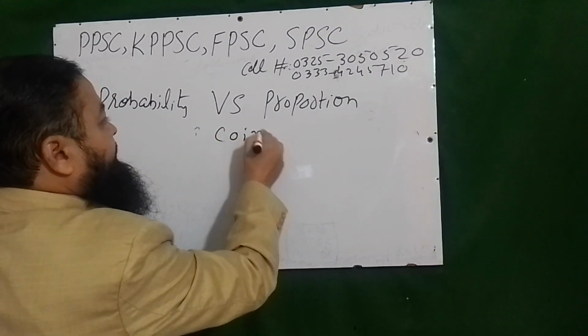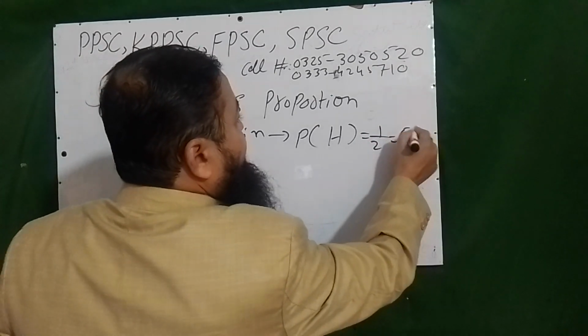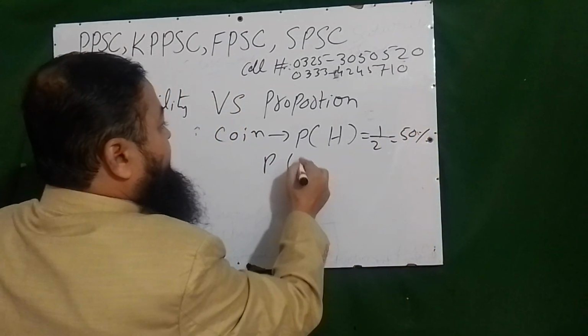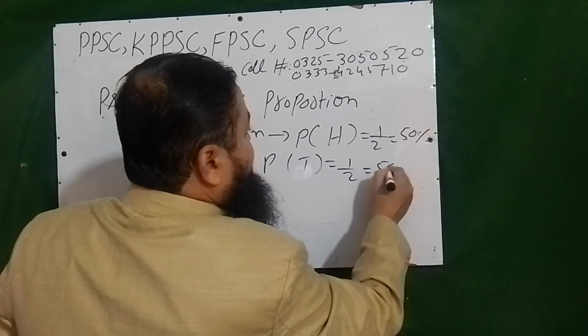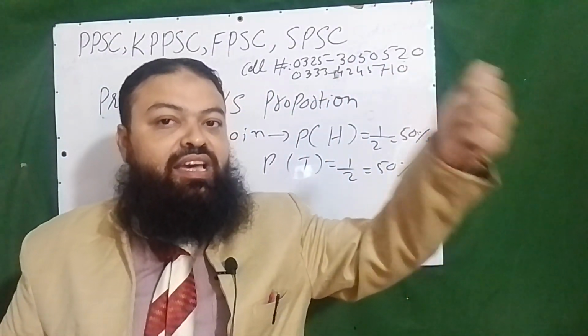If we toss a coin, the probability of head is 1 by 2, it is 50%. The probability of tail is also 1 by 2, it is 50% chances. If I toss a coin, there are 50% chances for getting head as well as tail.